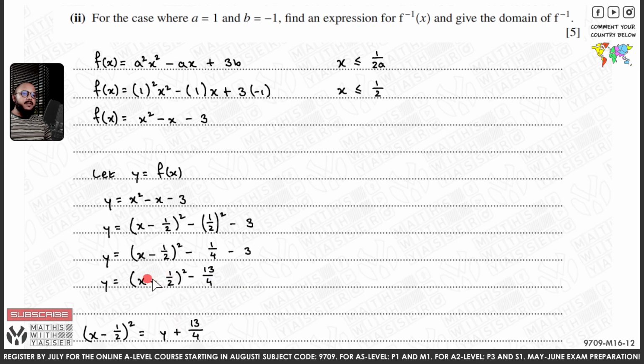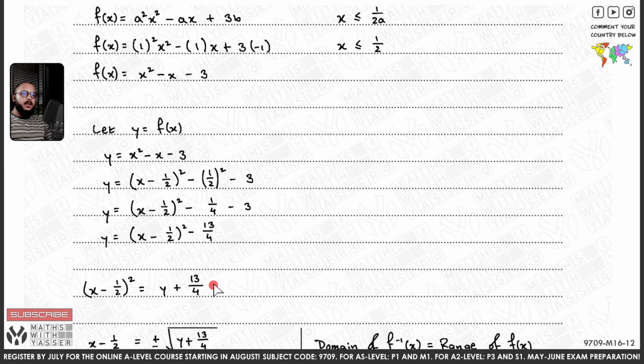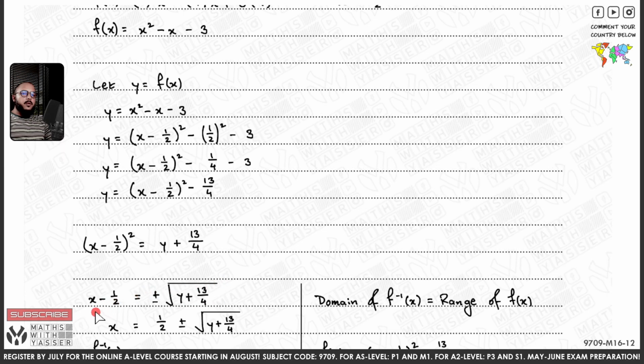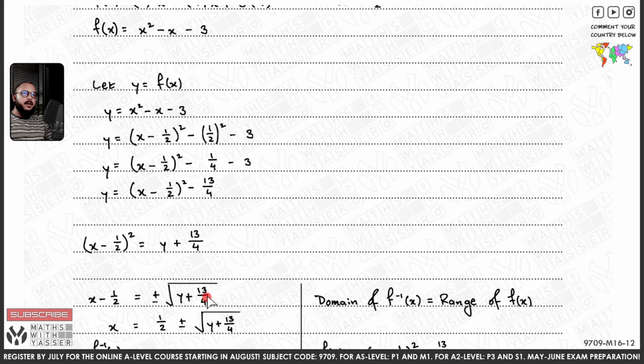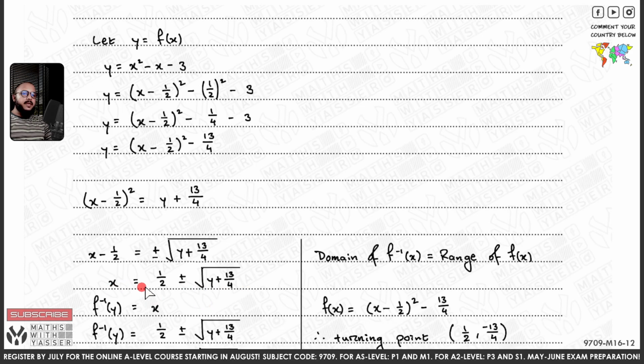Simplifying this further, we get (x minus half) whole square minus 13 over 4. So now let's make this the subject of the equation. So (x minus half) whole square equals y plus 13 by 4. So x minus half must be plus minus square root of (y plus 13) over 4. So x must be half plus minus square root of (y plus 13) over 4.